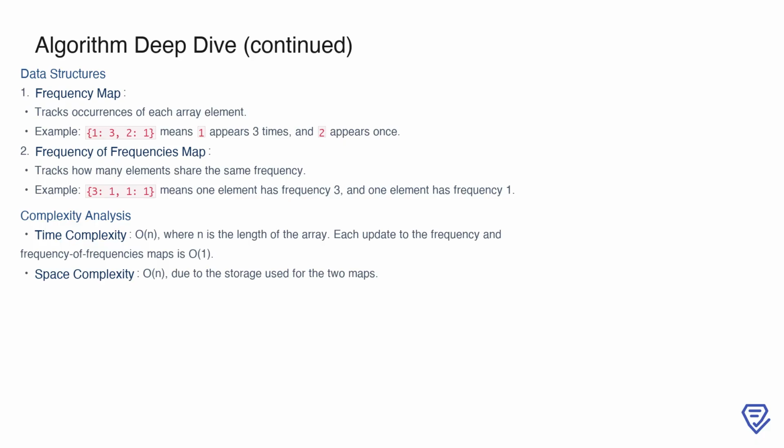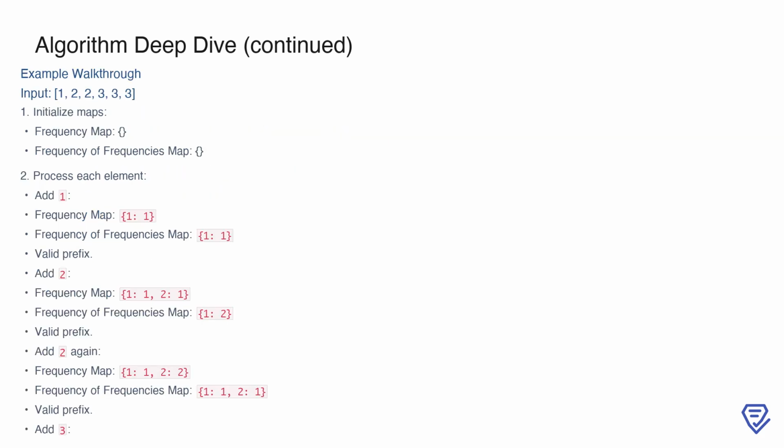These optimizations make the algorithm scalable for larger inputs. To better understand how the algorithm works, let's walk through an example with the array 1, 2, 2, 3, 3, 3. Initially, both the frequency map and the frequency of frequencies map are empty. As we process each element, we update these maps and check the conditions for a valid prefix.